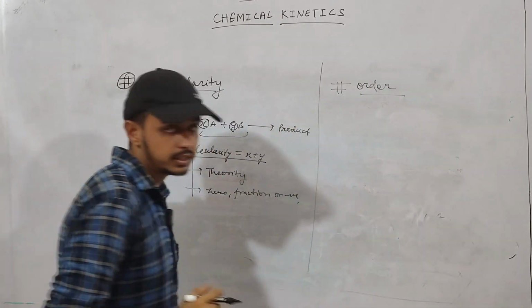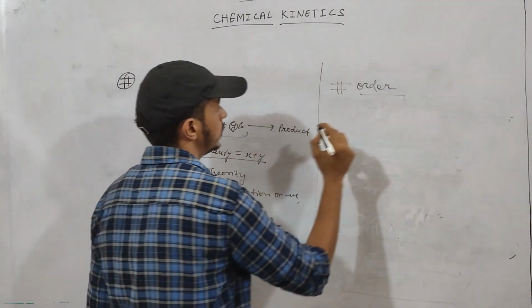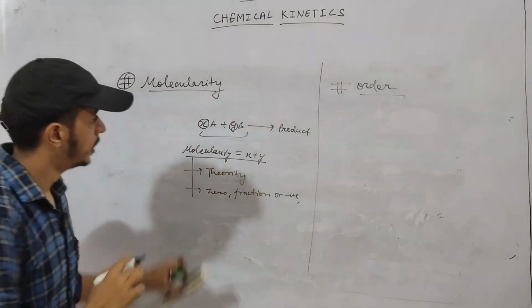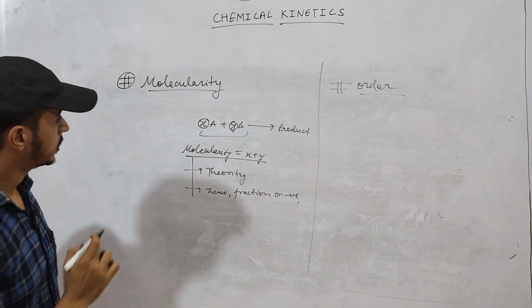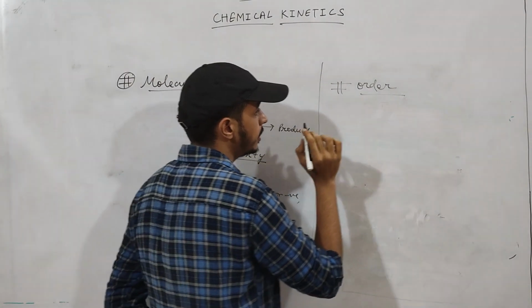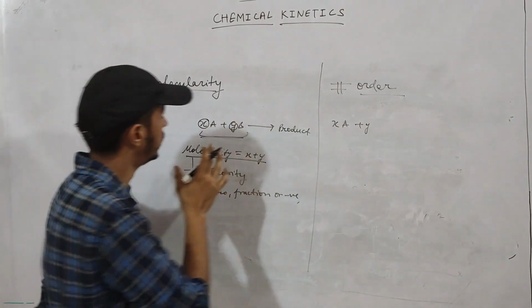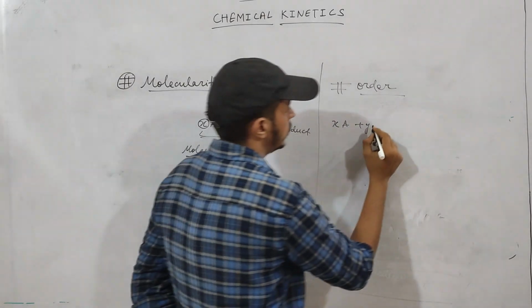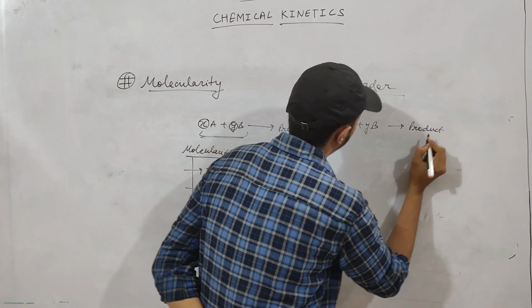So order is the sum of powers raised to the concentration of reactant and product. Simply, let's take the same example, because we are comparing both molecularity and order. We will write the rate law equation for xA plus yB, and let's say product is formed. So what is the order for this reaction?